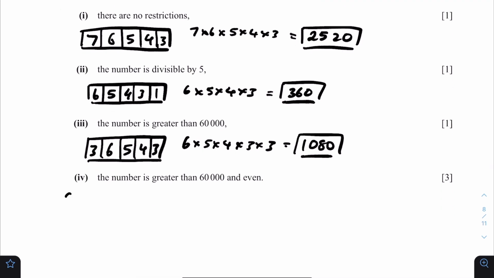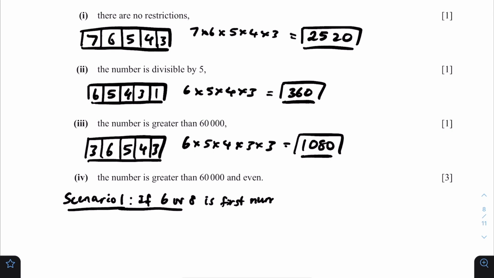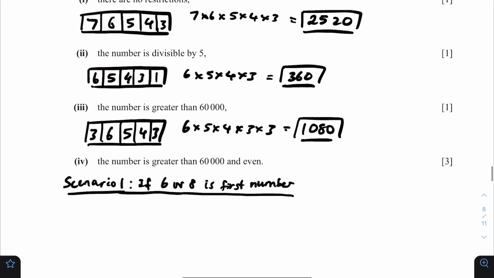So scenario 1, I'm going to write that, is if 6 or 8 is the first number. So obviously it's going to change depending on whether the first number is odd or even, because if it's even, then there's 1 less number that can go at the end. So if the 6 or 8 is the first number, let's start with that. Let's draw the boxes. 2, 3, 4, 5. Really badly spaced boxes, but whatever.